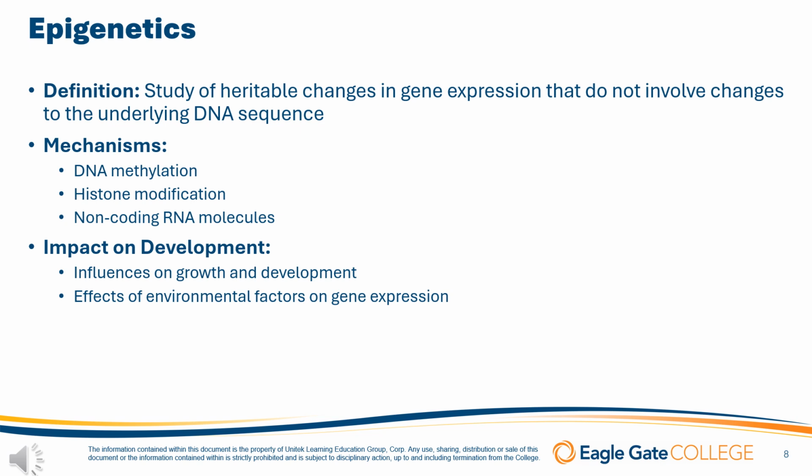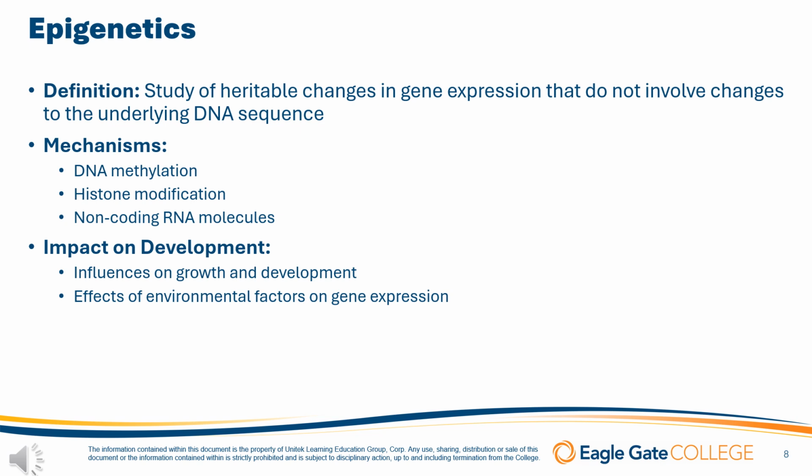Non-coding RNAs, or ncRNAs, are RNA molecules that are not translated into proteins but can regulate gene expression at various levels, including chromatin remodeling, transcription, and post-transcriptional processing. MicroRNAs, or miRNAs, and long non-coding RNAs, or lncRNAs, are examples of ncRNAs that can bind to messenger RNAs, or mRNAs, and either degrade them or inhibit their translation into proteins.